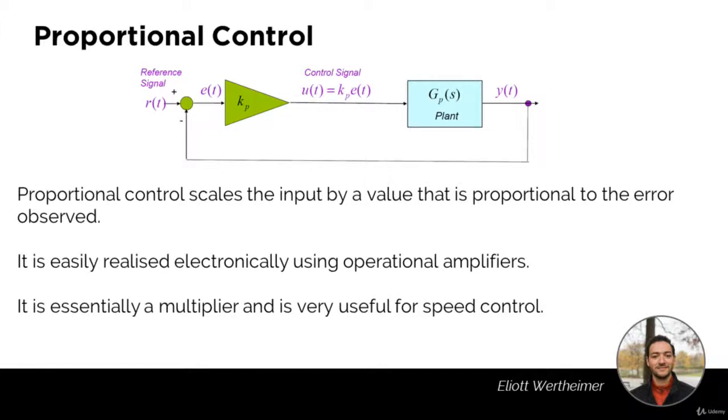So the control signal here, in the case of a proportional controller, is actually u(t) equals Kp, which is the gain of the controller, the variable that we set, multiplied by the error e(t). So essentially, proportional control scales the input, which is u(t) in this case, by a value that is proportional to the error observed. It is easily realized electronically using operational amplifiers. It is essentially a multiplier and is very useful for speed control.